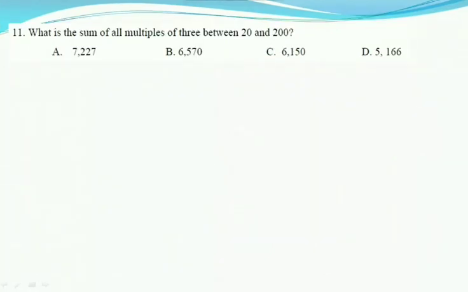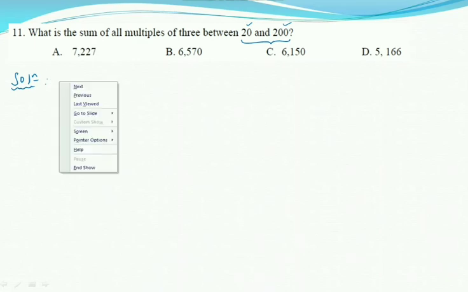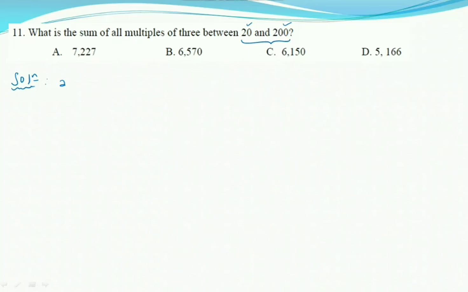What is the sum of all multiples of 3 between 20 and 200? Here we are asked the sum of all multiples of 3 between 20 and 200. First of all, the first term, which is a multiple of 3 between these two numbers, is 21. The second term is 24. The third term is 27, and so on, and so on.